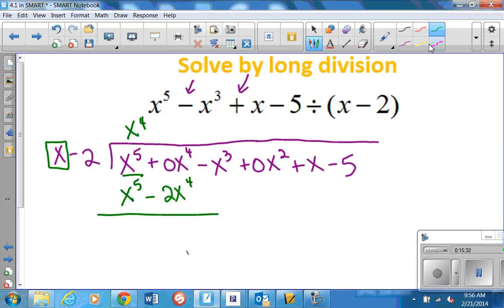Then what do we do at that point? Remember? We subtract, which changes the sign of both of those, causing that first one to cancel out, which is what we wanted to happen. And I add those two together to get 2x to the fourth. I'll bring down my x cubed.